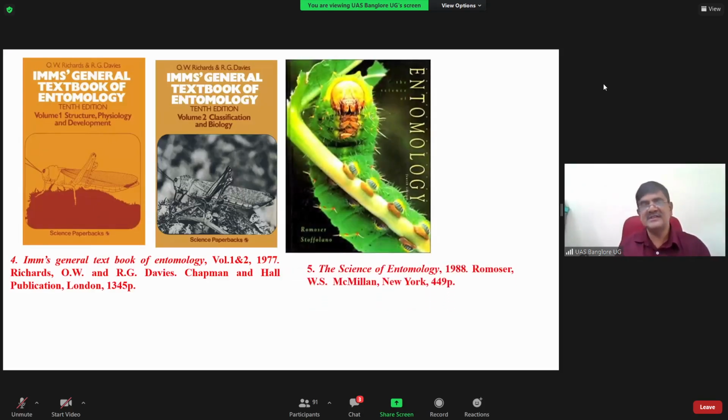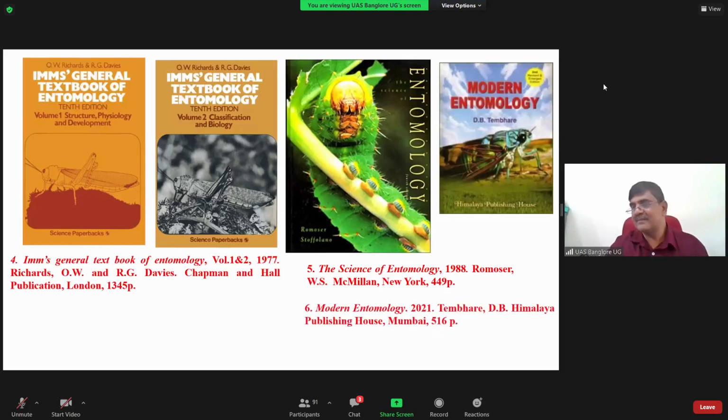Both the volumes are around 1345 pages. The next book is The Science of Entomology by Romoser, that is 449 pages. Another important book is Modern Entomology by Tembhare, which consists of 516 pages. So these are some of the textbooks for this course that you can refer. This is about the syllabus and reference books for this course.